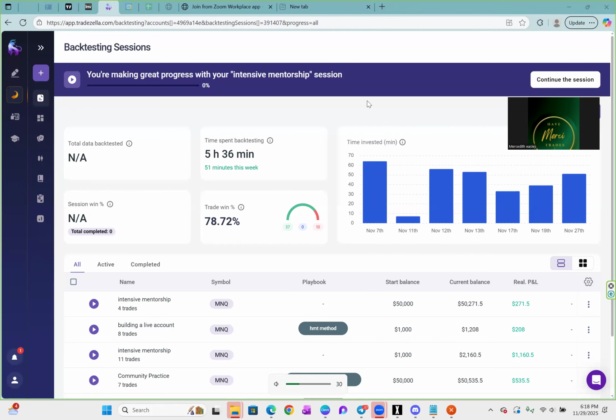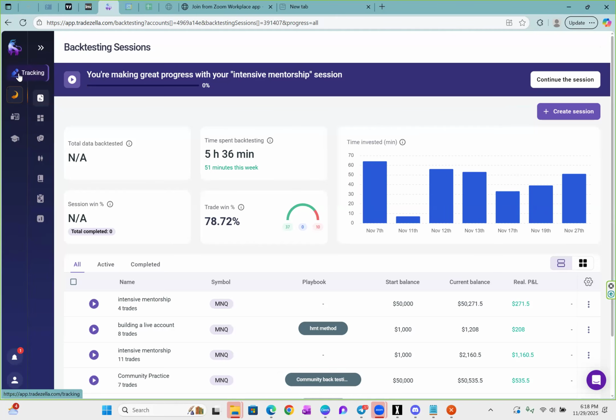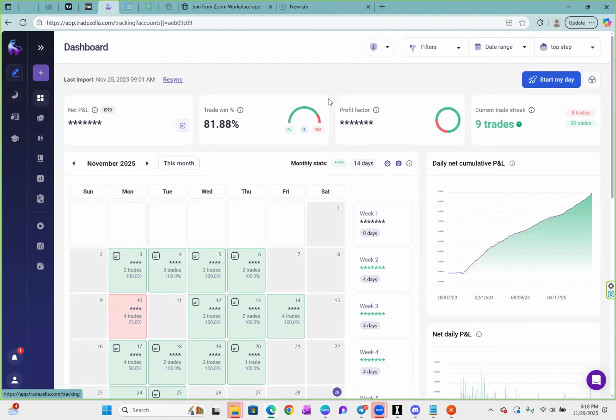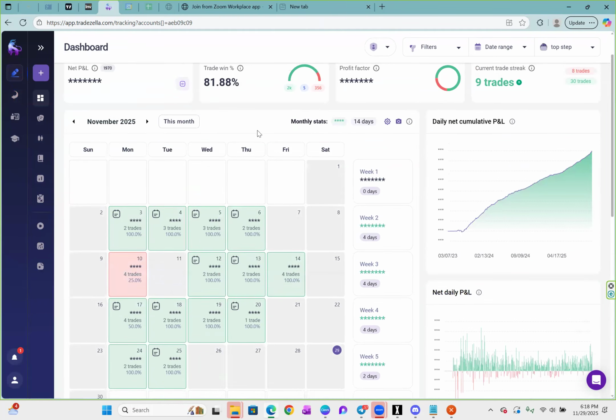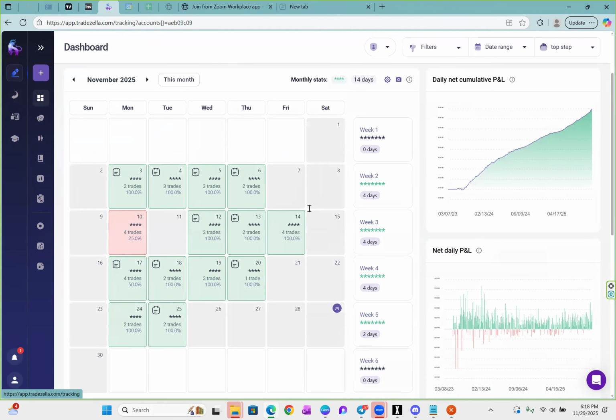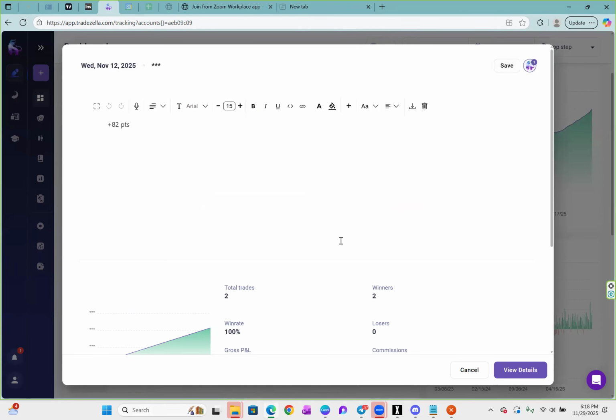So tonight I want to walk you guys through how I backtest on Tradezilla. It is a journaling platform that you can also backtest on. It does have an area, as you can see, where you can journal your trades, which is super cool. You can view your note and you can just journal everything there, right?